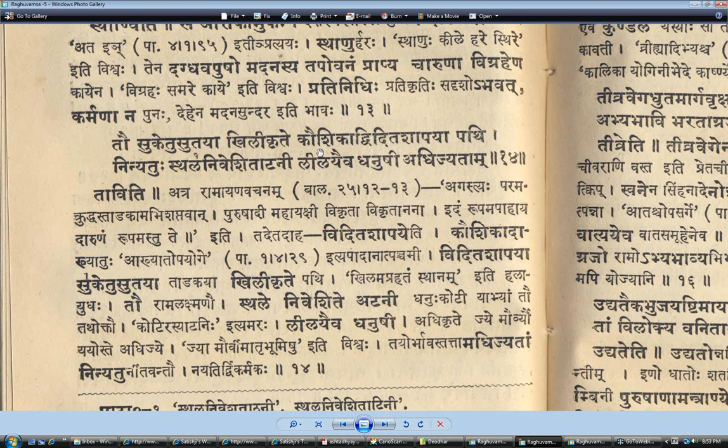Some of them are very easy. Kaushikad vidita shapa is a bahuvrihi. Look at the word vidita. Vidita is again this participle coming in the purva padam. Look for the bahuvrihi. Vidita shapaya is qualifying the suketu sutaya. This is Tataka, who is the daughter of Suketu.